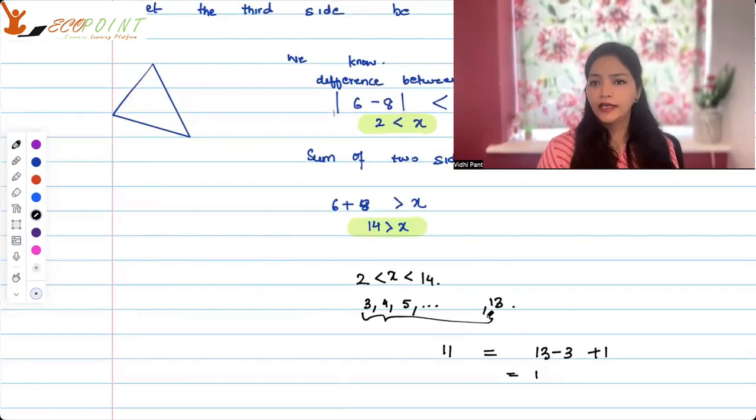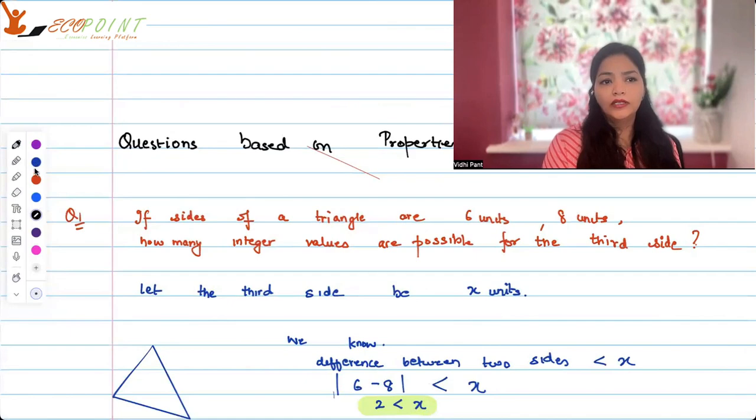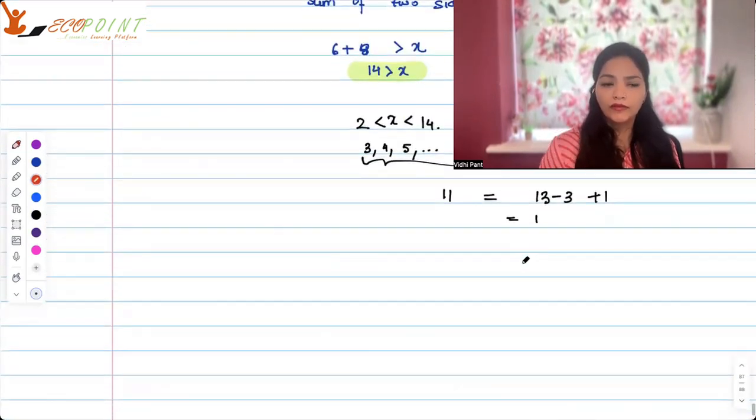possible values are there. In case it would have been an MCQ, how many integers we could have put in some options out here. We could have said, okay, 2, 8, 10, 11. The correct answer would have been 11. Okay, so 11 possible values are there.